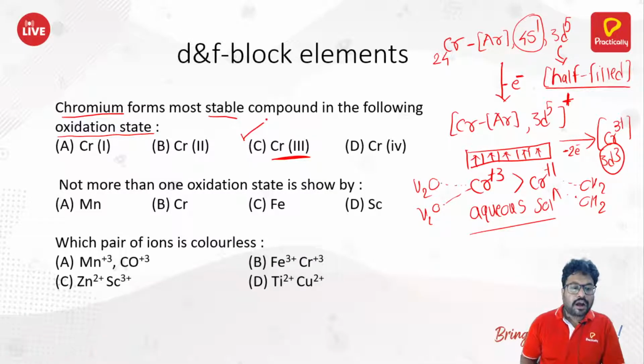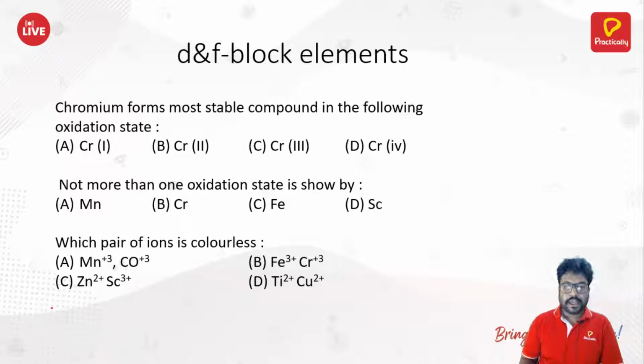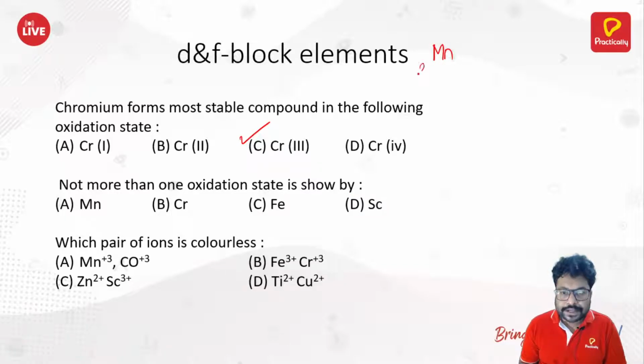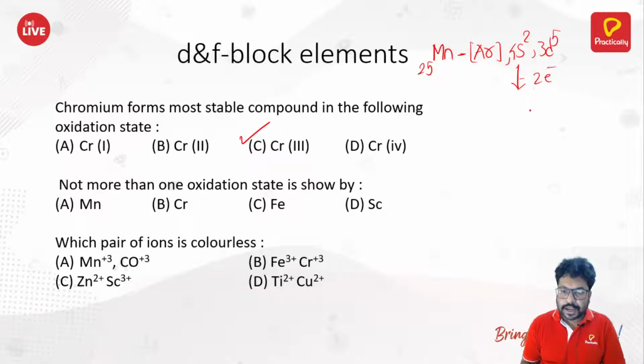Next, not more than one oxidation state is shown by which element? Okay, now again we need a little bit of space here, so I need to rub this down. Yeah, so what they're saying for this answer is this: not more than one oxidation state is shown by. Okay, let's take one by one. Manganese, atomic number of manganese is 25. Electronic configuration, argon 4s2 3d5. Okay, so these two electrons can be lost by it.